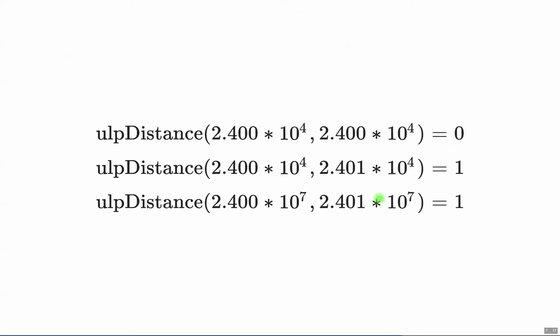And similarly, when we go way bigger, like now we are at 10 to the power 7, again there is one step between them. Although here the difference is 1, here it's 10,000, it is just one step between them. So the distance is again 1.